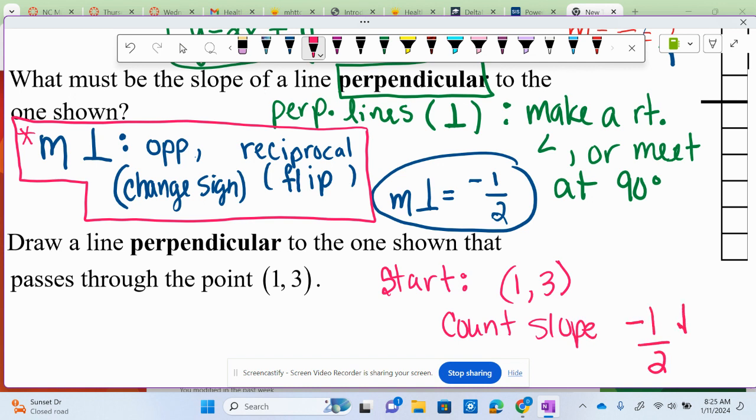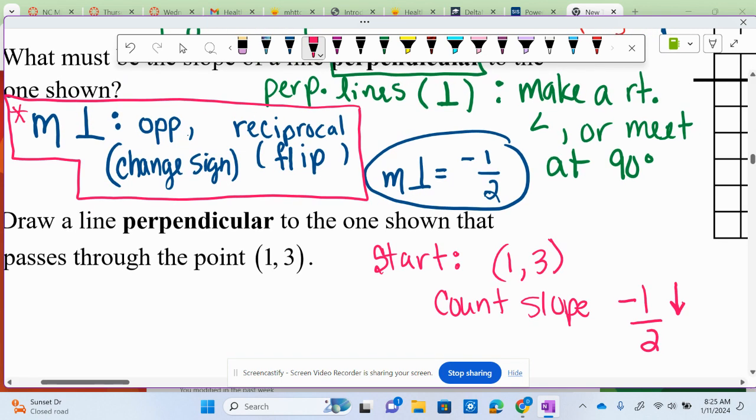That means that we go down. Negative tells me that I have to go what? Down. So I'm going to go down 1 and to the right 2. That's really what that means, okay? So I want you guys to go to the graph and start at the point 1, 3. Go to your graph and find the ordered pair 1, 3.